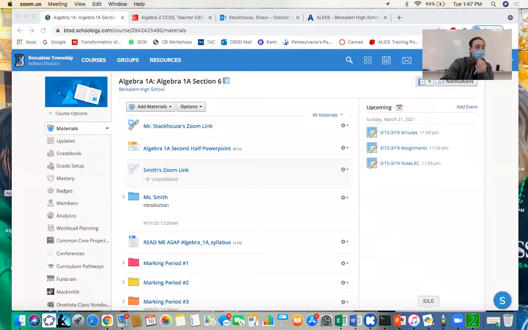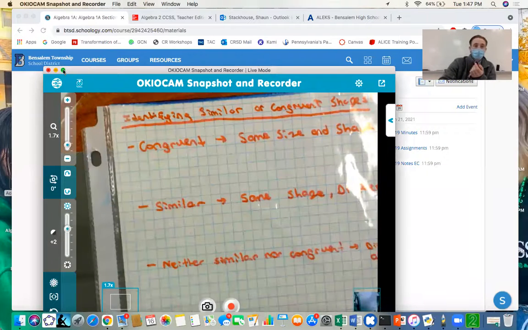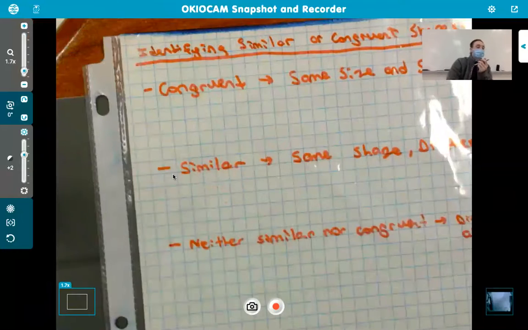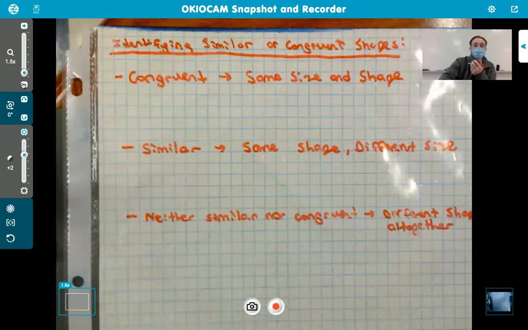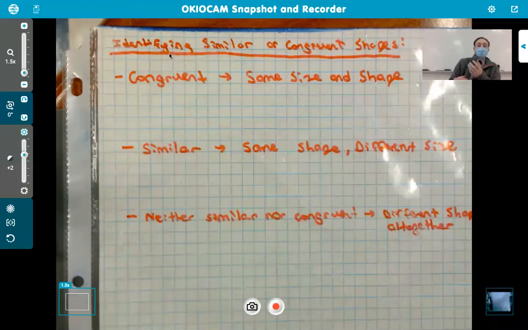is what's called similar or congruent shapes. There are some different situations that could pop up and some different questions that you might see on your ALEKS assignment moving forward. But we want to first talk about what it means to be similar or congruent. There's a difference in definition there.